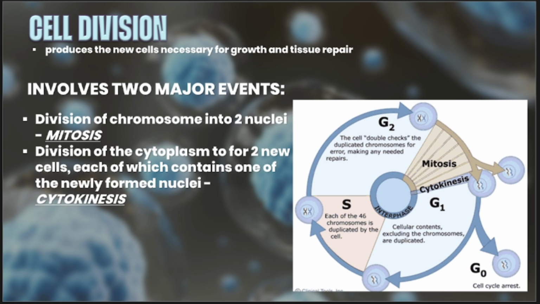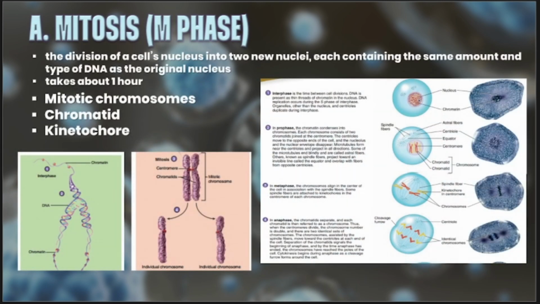So it results in the separation, or the formation, of two separate cells, each containing one of the newly formed nuclei. Okay? In your mitosis, we have different phases.